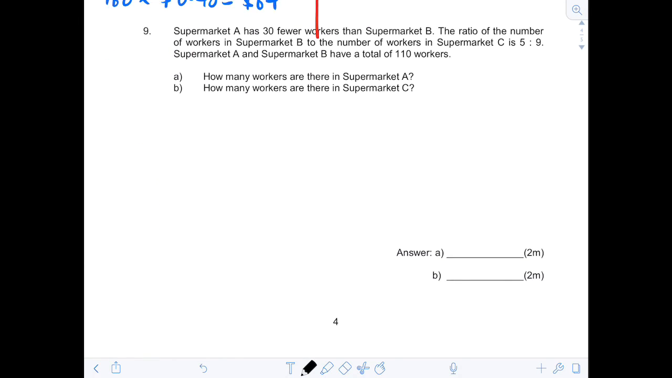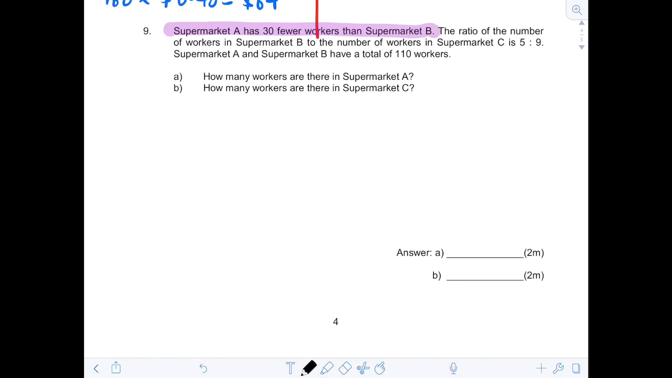Question 9. Supermarket A has 30 fewer workers than supermarket B. The ratio of the number of workers in supermarket B to the number of workers in supermarket C is 5:9. Supermarket A and supermarket B have a total of 110 workers. How many workers are there in supermarket A? So for this question, you just have to work with the first line first. As easy as that. Okay, most of you managed to get this one.